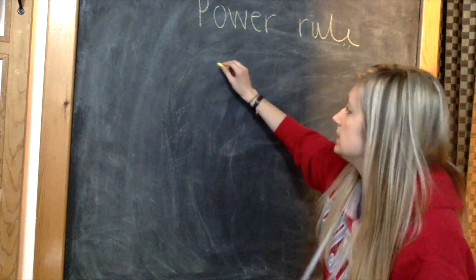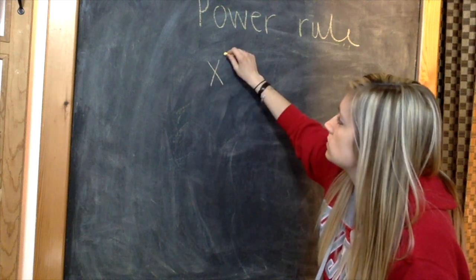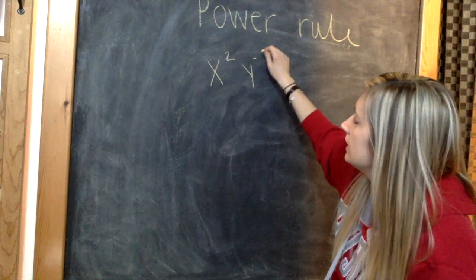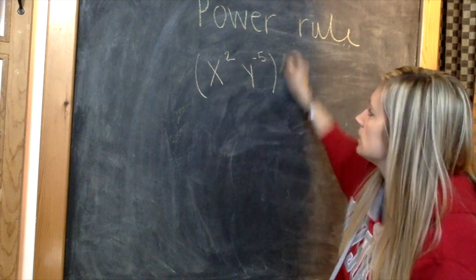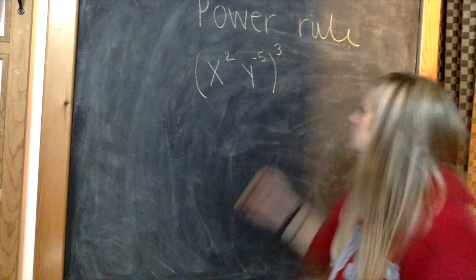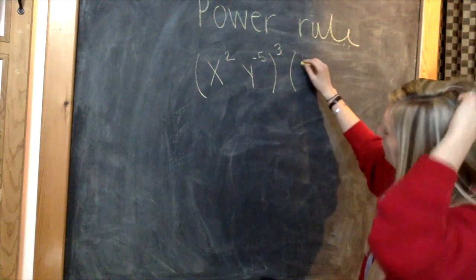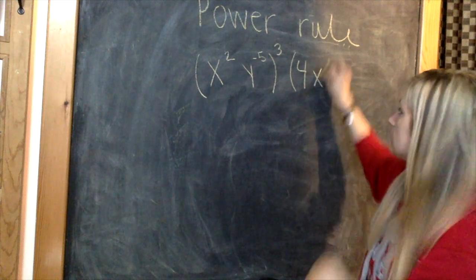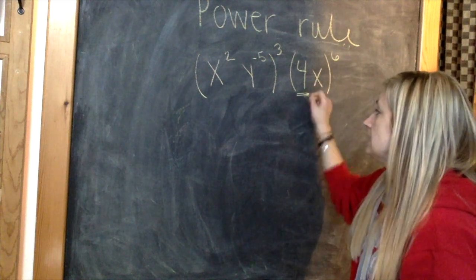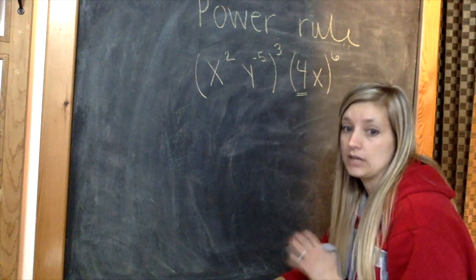So let's do x squared y to the negative 5, all to the third, and times 4x raised to the 6th. Okay, so this is the first one where we added in that coefficient, which is huge. So I really need to make sure that you guys pay attention to this example.